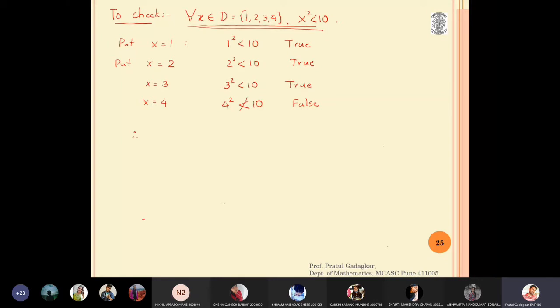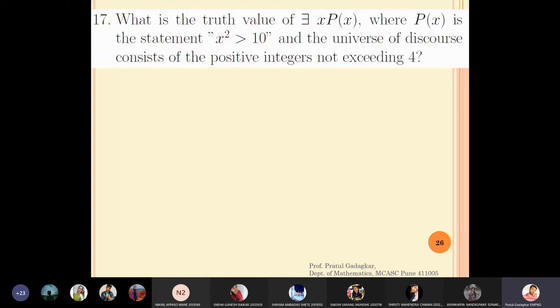Therefore, for x equal to 4, the above quantification is false. Because if you want the universal quantification to be true, then it should be true for all the values. Here, it is true for 3 values, but for the 4th one, it is false, right?